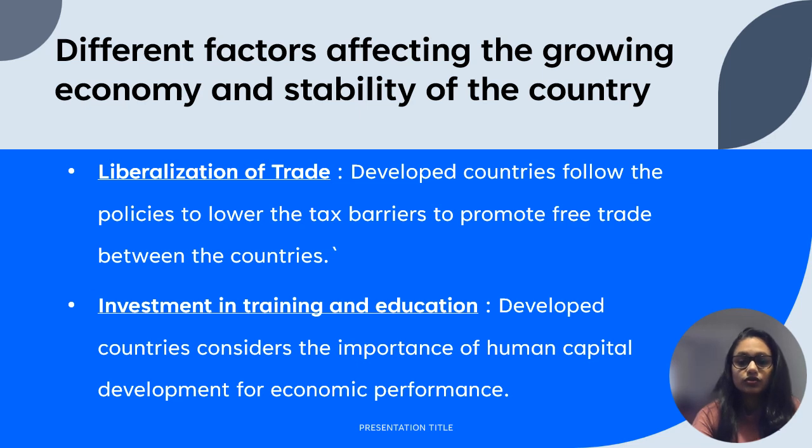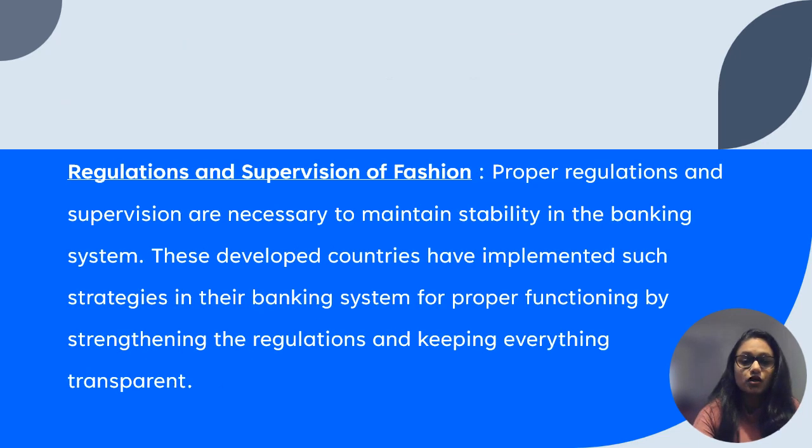So there are certain rules and regulations. For example, developed countries, meaning the rich countries, followed the policies to lower the tax barriers to promote free trade between the countries. The second one was the investment in training and education. So these rich countries believed in human capital development for any economic performance. So they believed that human capital development is really important so as to leave a good impact on the economic performance.